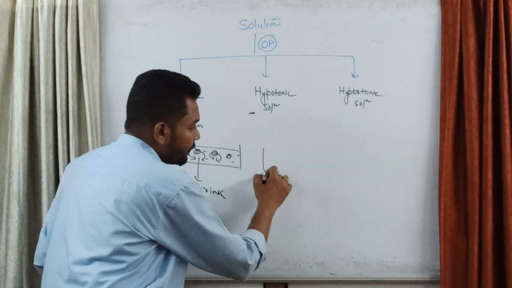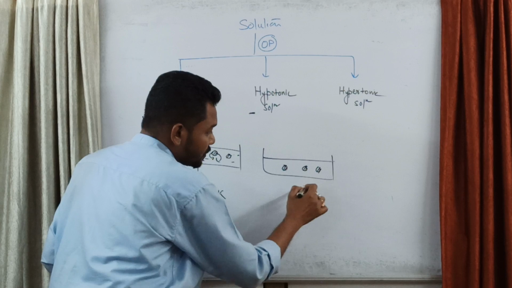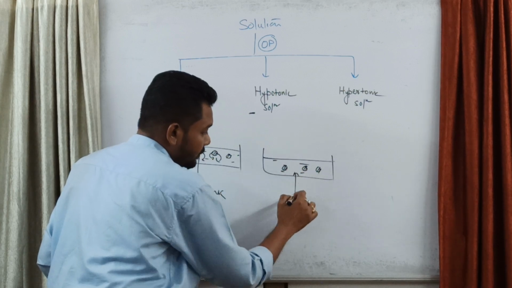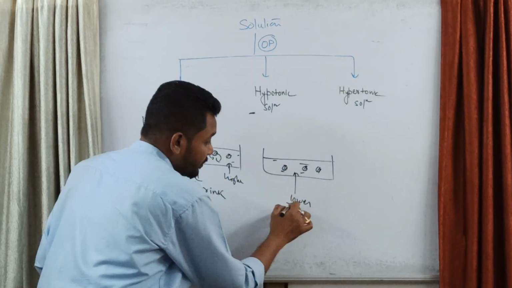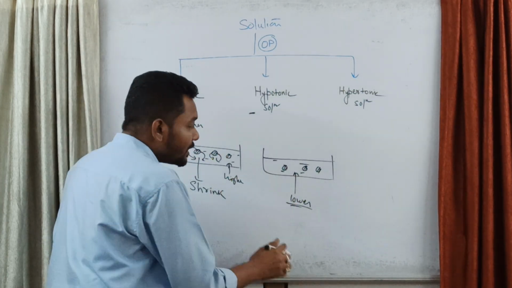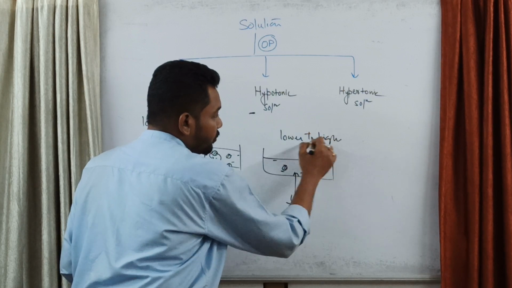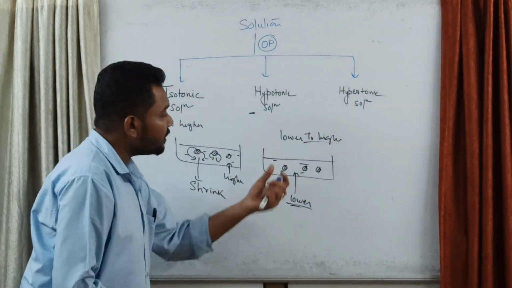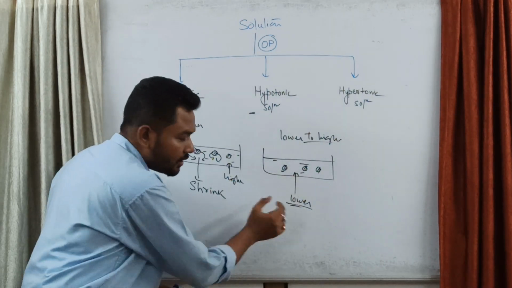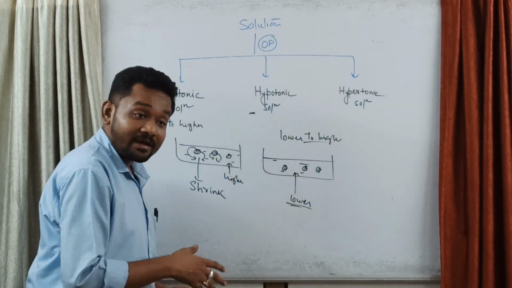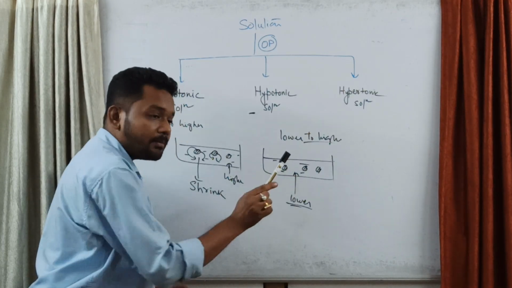Think of the same situation: there is a blood cell, but now the solution concentration is lower. Before, it was higher. Now the solution concentration is lower, and the movement goes from lower to higher. The concept of osmosis remains the same. So here the movement will take place from lower to higher. The solution concentration is lower, so blood cell concentration is higher. That means the osmotic pressure of the solution is lower, and the osmotic pressure of the blood cell is higher.